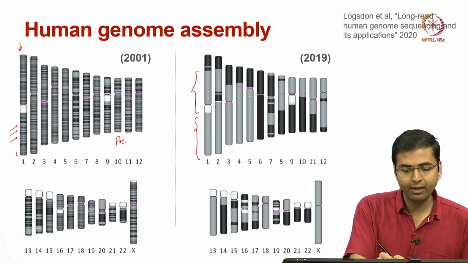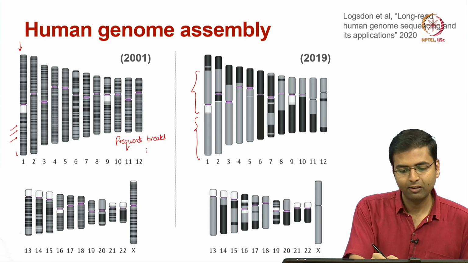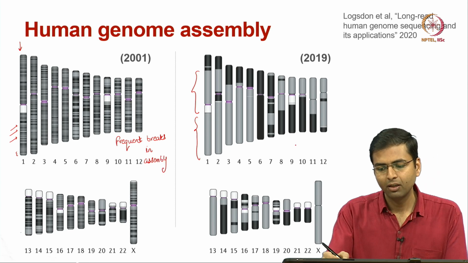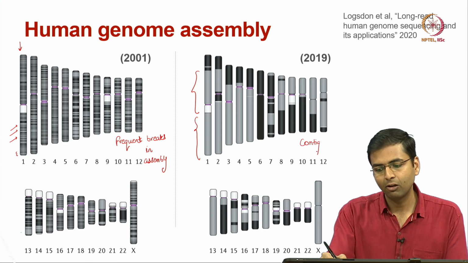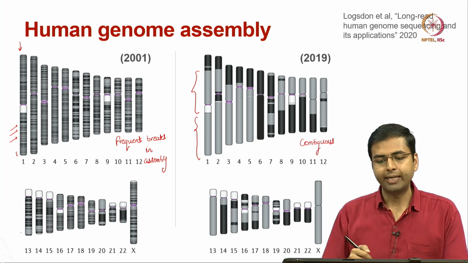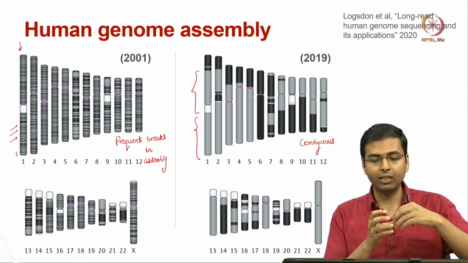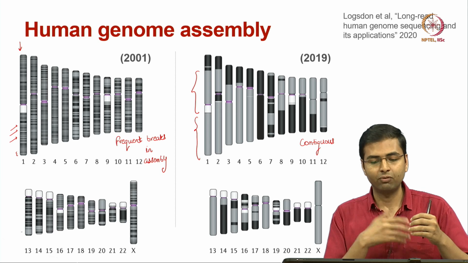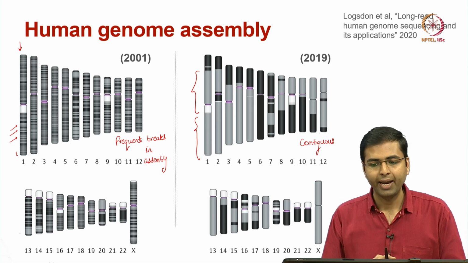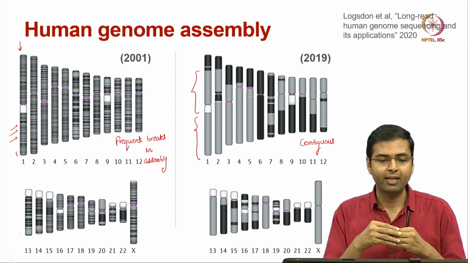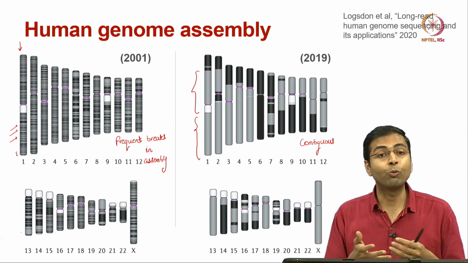So here you have frequent breaks in assembly, because we were working with short sequences, and here you have contiguous assemblies. That is, the contiguity or the length of these sequences is in the order of the length of the chromosomes themselves. And I am showing you this picture to show you the impact of how sequencing technologies can dramatically change the assembly output as well.